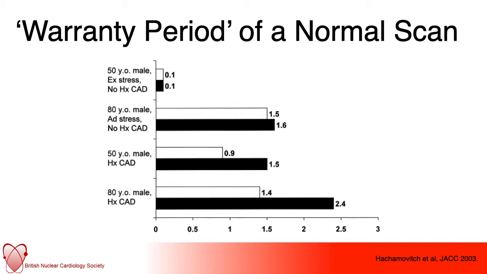And the white bar you can see here is 1 year, the black bar you can see is 2 years, and these are the event rates. And so they're incredibly low if you have a normal study and you're a low-risk patient who's managed to exercise. That changes as you get older, and indeed if you have a history of coronary artery disease, or you're diabetic, or you have known CKD, or you simply can't exercise. Those risks are still low, but not quite as good as if you were a very, very low risk patient. So that's something important to bear in mind.